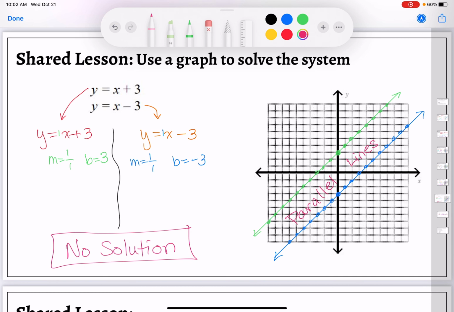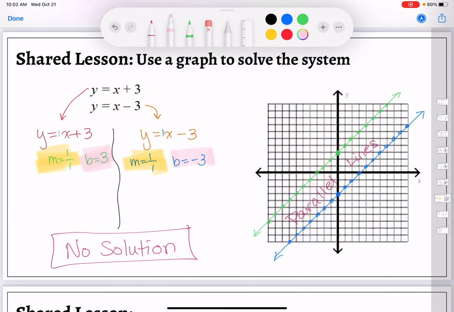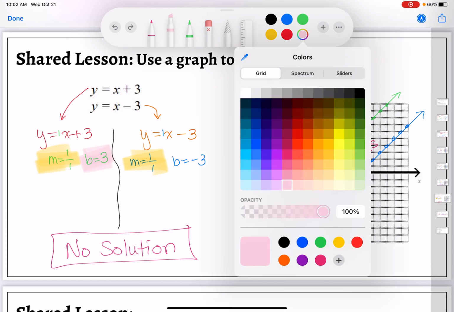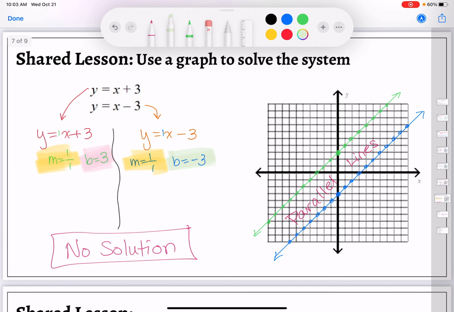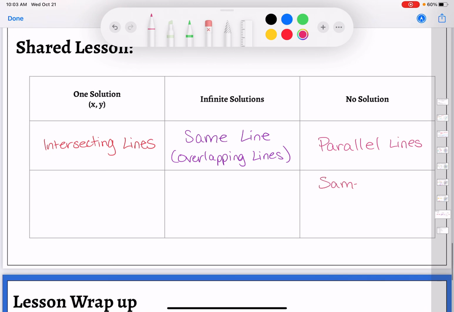Take a look at our slopes. On this one, our slopes were the same, right? But our y-intercepts were different. In fact, I might highlight it in two different colors, then get the idea, right? So one was positive 3 and one was negative 3, but our slopes were the same. So if I'm going to have parallel lines, I have to have the same slope, but different y-intercepts.